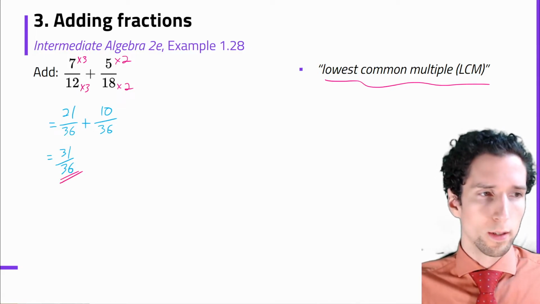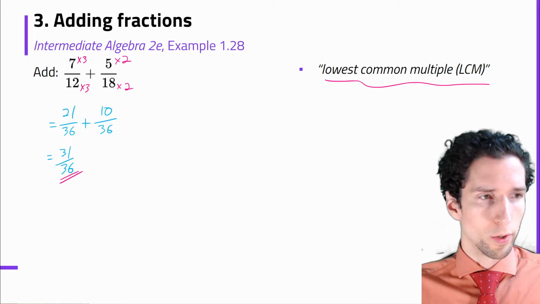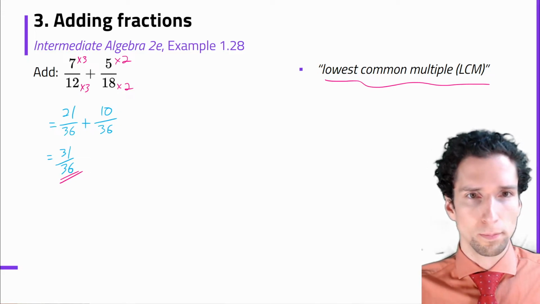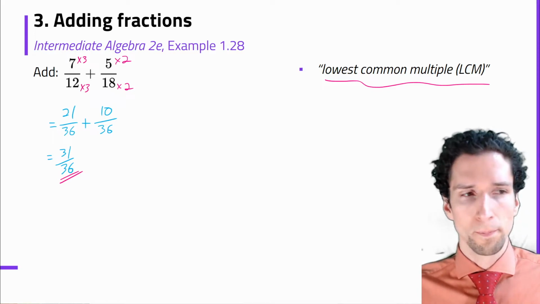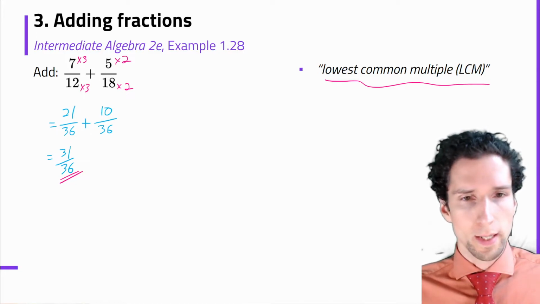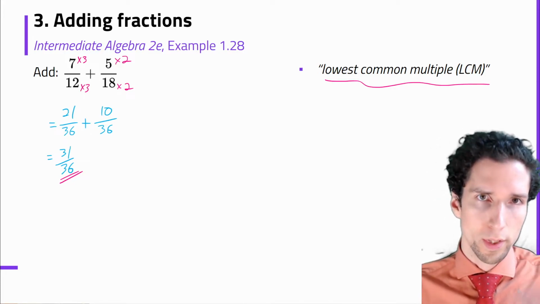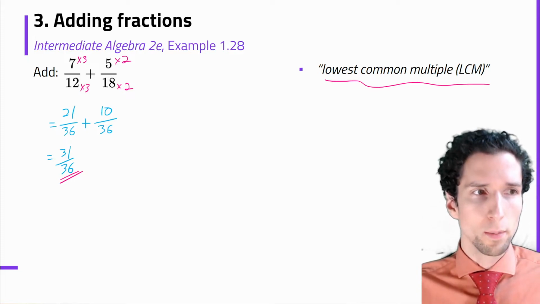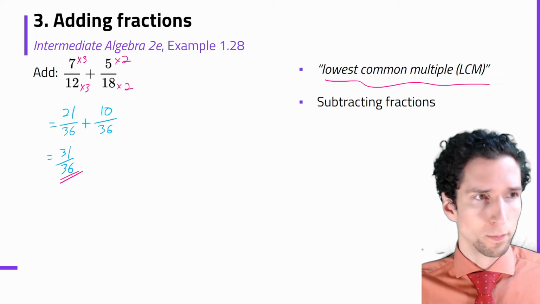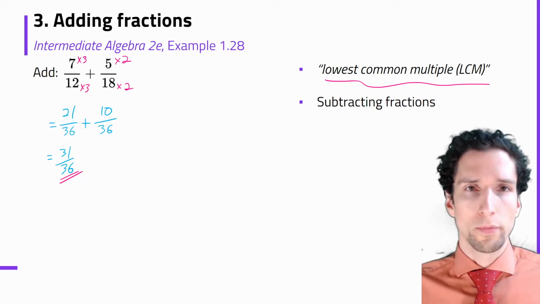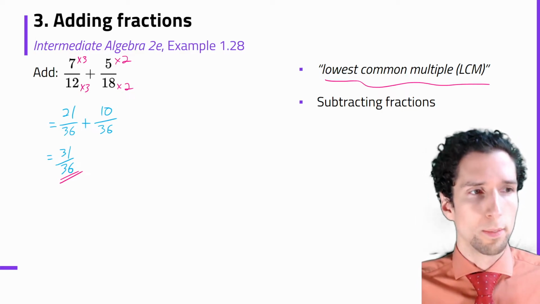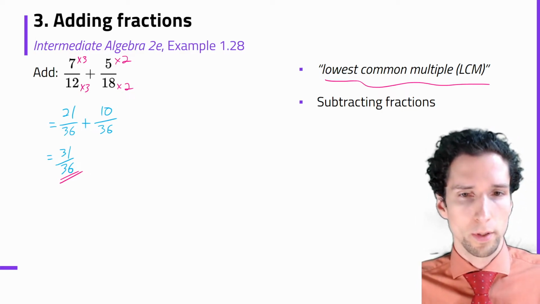And we can't simplify that at all. 31 is a prime number. We can't touch that really, so that's the simplest possible form. And we're done. So just make the denominators the same, and then you can add or subtract. I don't have a separate example for subtracting, but it's the exact same process, except you're just going to subtract the two top numbers.